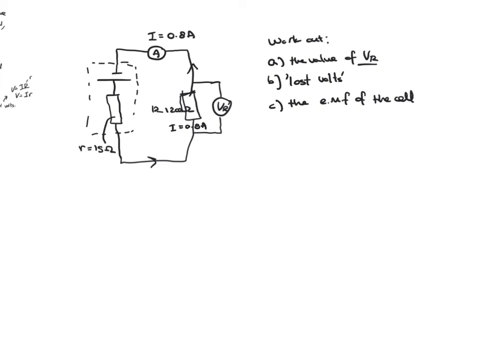So if I have resistance and current going through the resistor, I can calculate the potential difference across it. So VR is equal to I times R, which is 0.8 times 1,200. And that should give me about 960 volts. So this is the terminal potential difference, what the cell allows for the rest of the circuit to have across it.